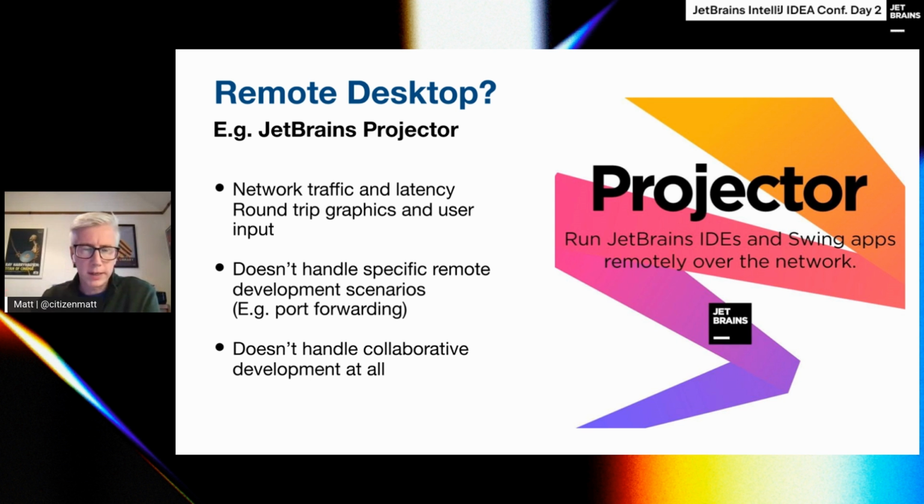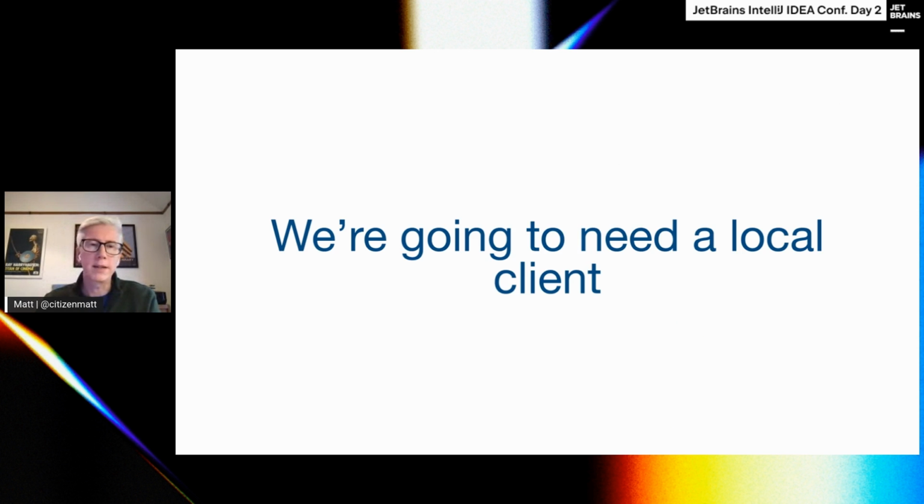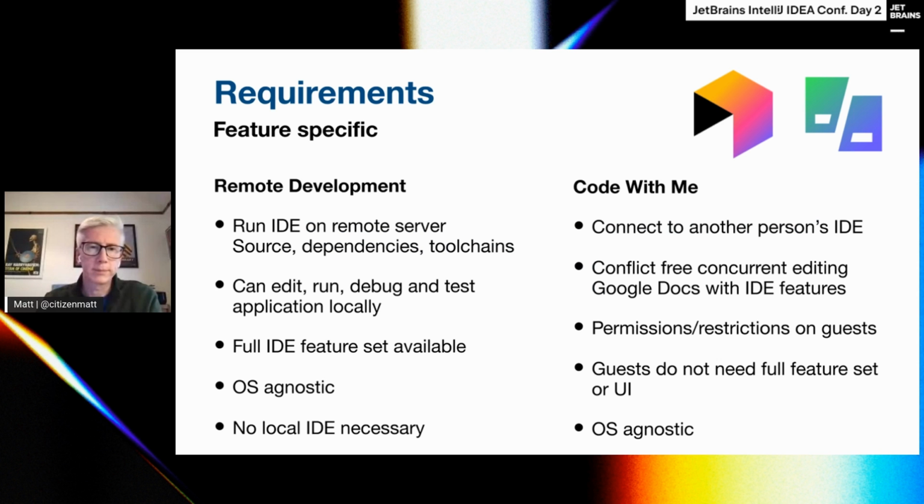With the remote development feature that we've got in the IDEs now, we recognize when your application is running remotely. And we look for ports being used and offer to forward those automatically. And this also doesn't handle collaborative scenarios at all either. So we need something different. It kind of makes one of the decisions for us here as well, is that we're going to need a local client. So we don't want to just show the user interface that's running on the remote machine. We're going to need a local client.